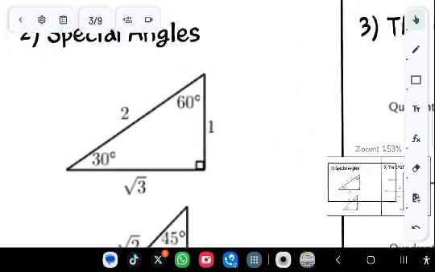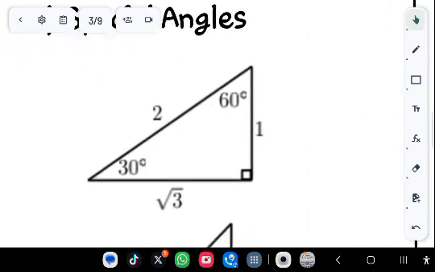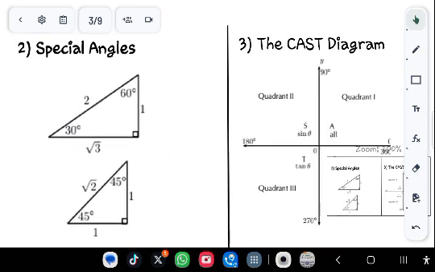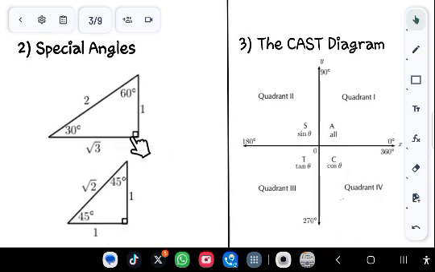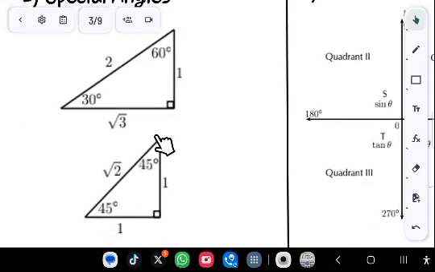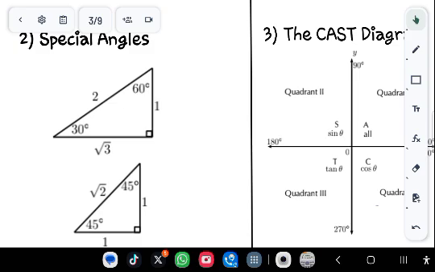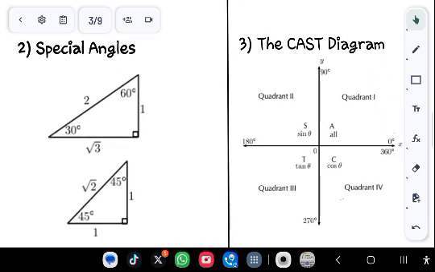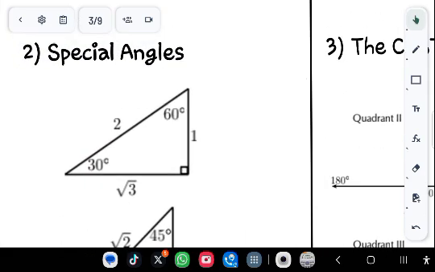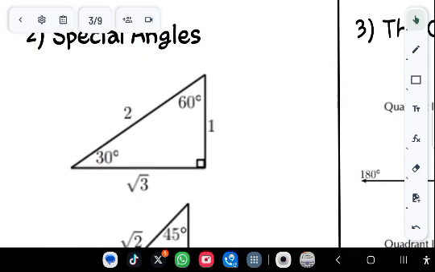Now next thing, number 2, let's look at special angles. We've already looked at this one. We've got 2 triangles, which are both right angle triangles. The first one is a scalene right angle triangle, and the second one is the isosceles right angle triangle. Scalene means that none of the sides are equal, which is the first one. Isosceles means that you've got 2 sides that are equal, and also the base angles are equal. Now these are used when usually they say to you evaluate without the use of a calculator.